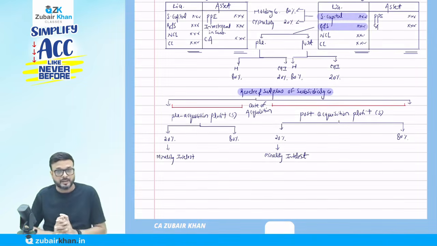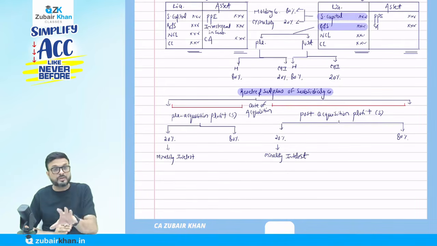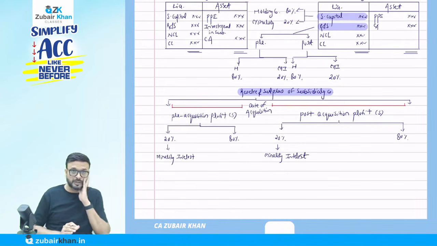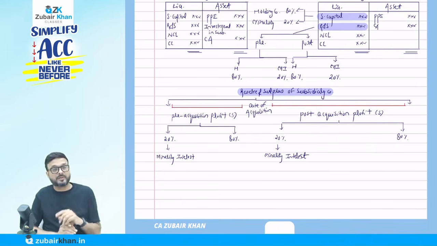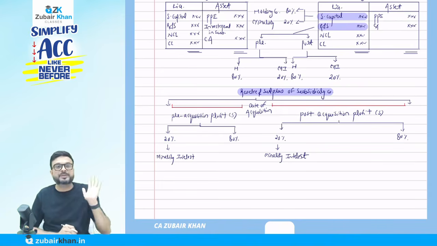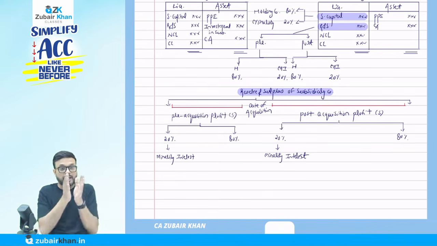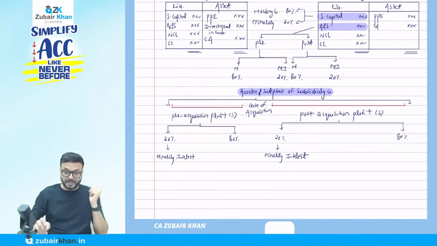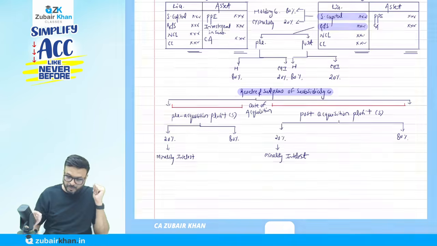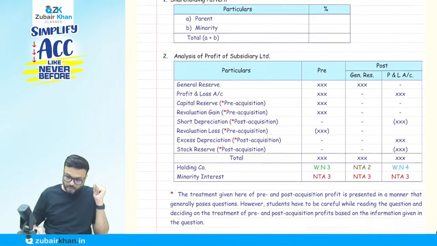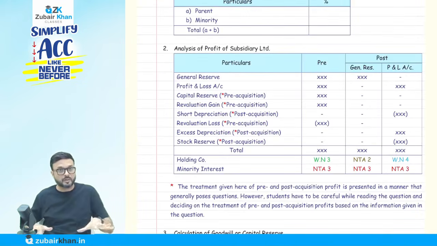Whatever profit is made by a subsidiary company, first the portion which belongs to the minority, we have to give it to them. You know what is the biggest challenge in a consolidated balance sheet question? To bifurcate the profit of the subsidiary company between pre and post acquisition. If you have done that, 50% of the work is already done. If you're able to bifurcate the pre and post acquisition profit, it is very beautiful. It is mentioned in a working note, and I will tell you how to prepare all this working note.